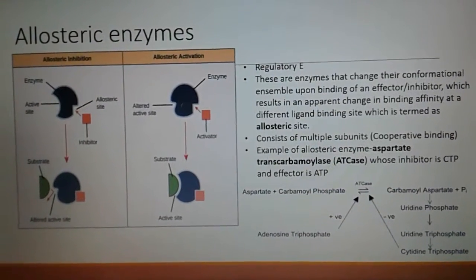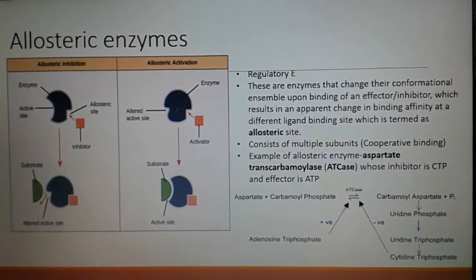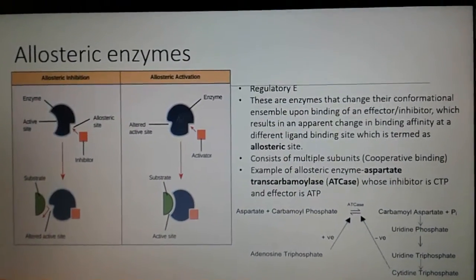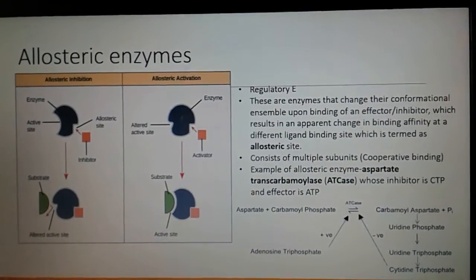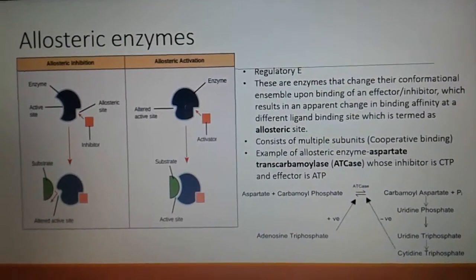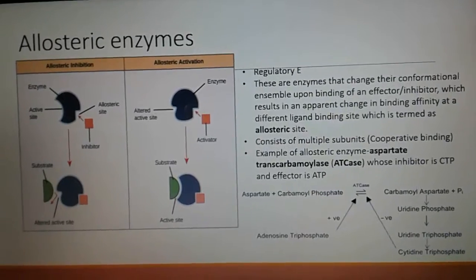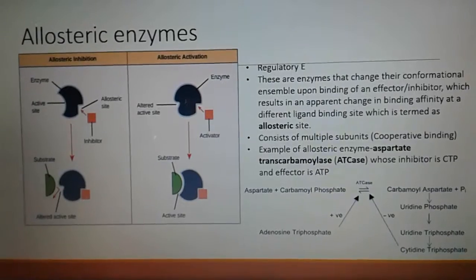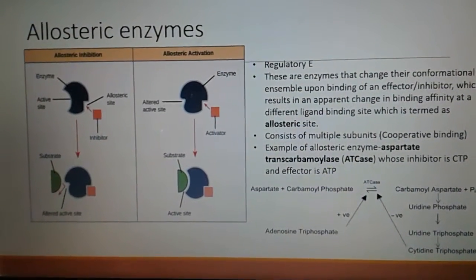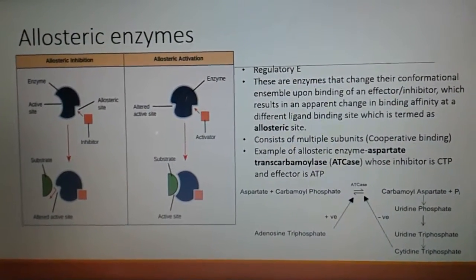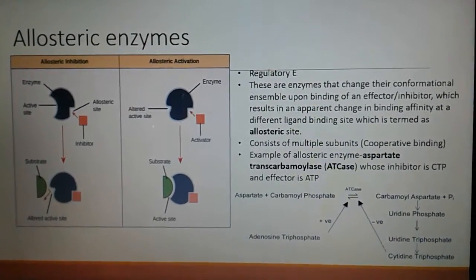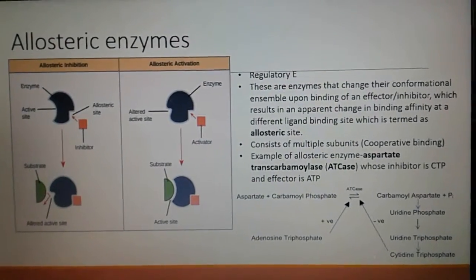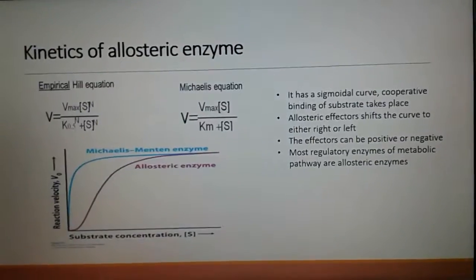Now ATPase, or aspartate transcarbamylase, is one enzyme which is a classic example of an allosteric enzyme. CTP serves as its inhibitor and ATP serves as its effector. When the effector binds to the allosteric site, allosteric activation occurs, but when the inhibitor binds, allosteric inhibition occurs. These kinds of enzymes are very useful in explaining feedback regulation, which we will discuss later on.